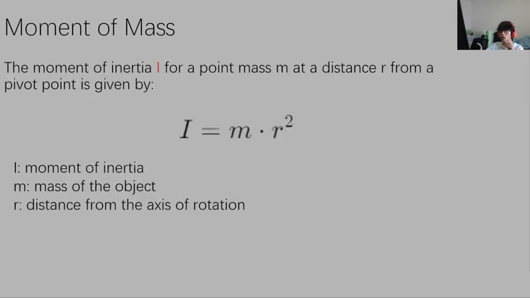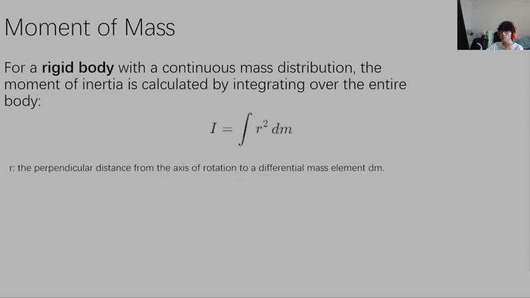The moment of inertia I for a point mass m at a distance r from a pivot point is given by this formula. I means moment of inertia, m means the mass of the object, and r means the distance from the axis of rotation. For a rigid body with a continuous mass distribution, the moment of inertia is calculated by integrating over the entire body. In this formula, r means the perpendicular distance from the axis of rotation to a differential mass element dm.